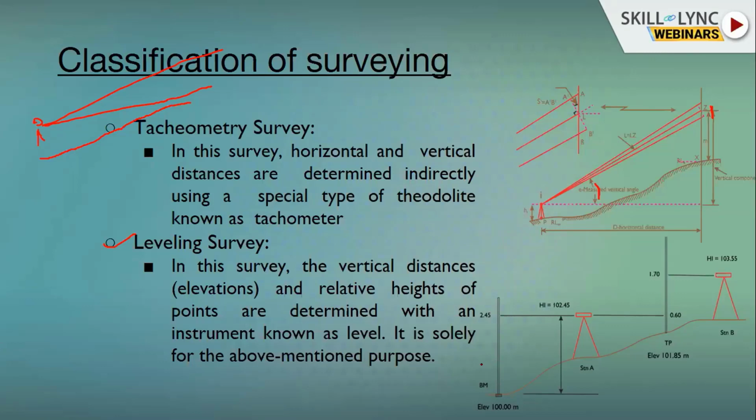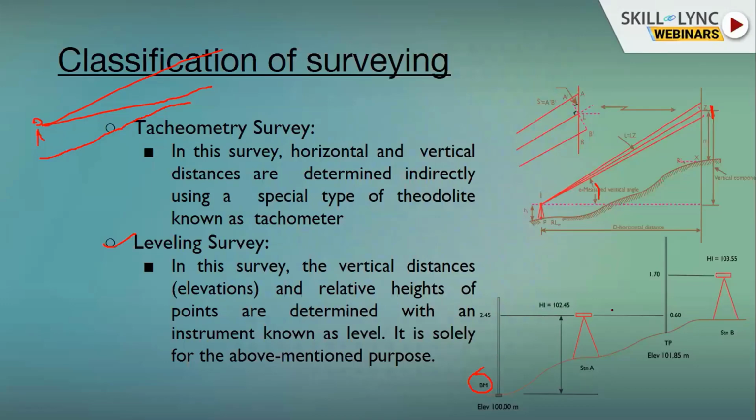So as I said, this is the benchmark. The benchmark is taken as the reference point. This benchmark is taken depending upon the local railway station, or else depending upon some local government office. So from that, I'm going to take this reference point, and from there I'm going to take the readings.